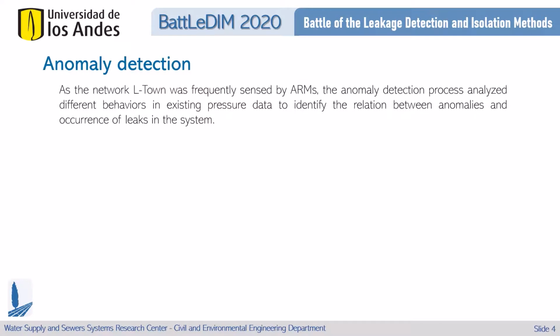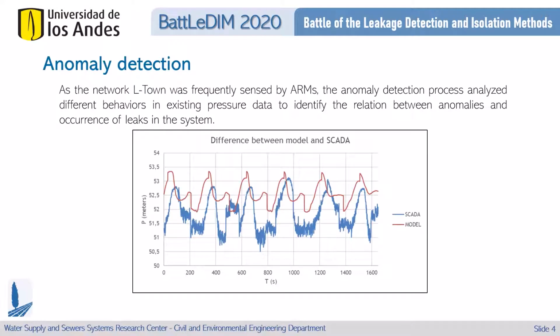The anomaly detection analysis started with the SCADA dataset collected between 2018 and 2019 at 5 minute intervals. Initially, we analyzed the different behaviors in existing pressure data to identify the possible relation between anomalies and the occurrence of leaks in the system. An example can be seen in the figure, where there is a variation of pressure near 500 seconds. This was the first step to focus our analysis on the pressure behavior between the model and the SCADA data.